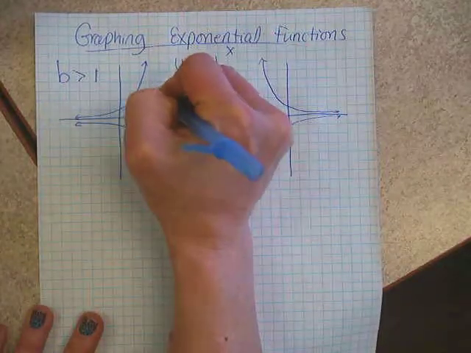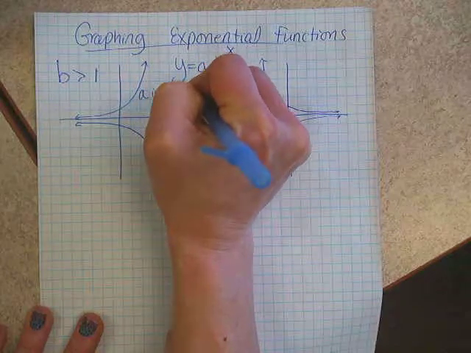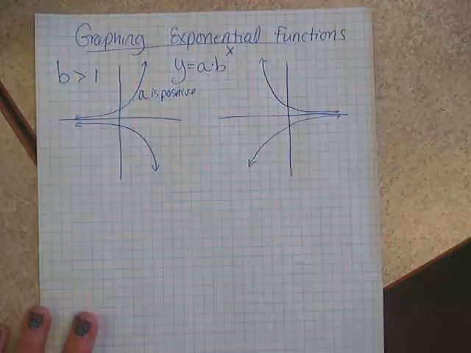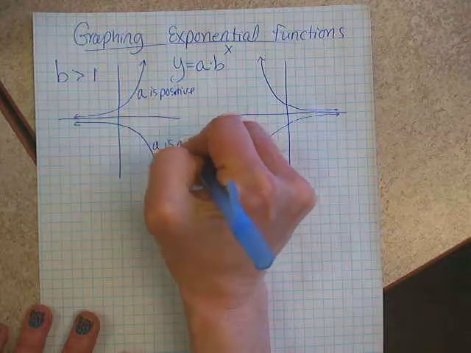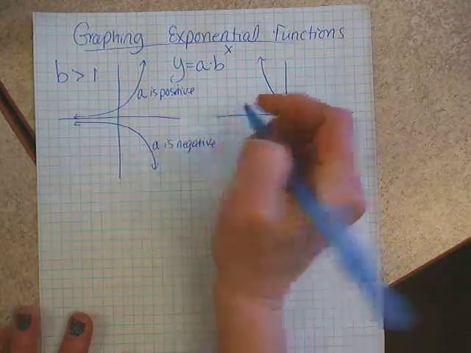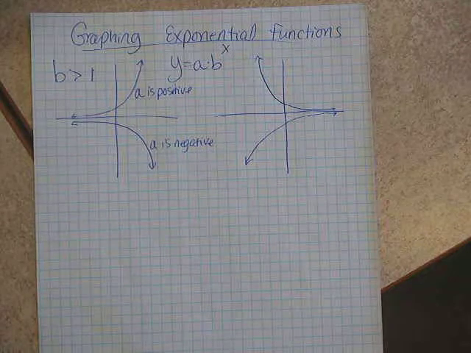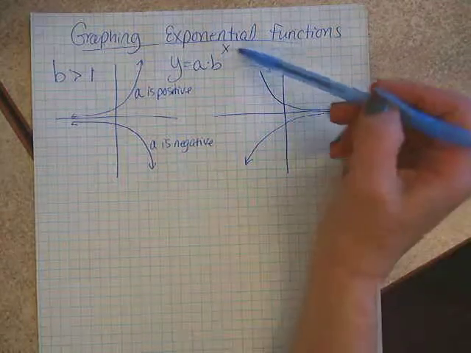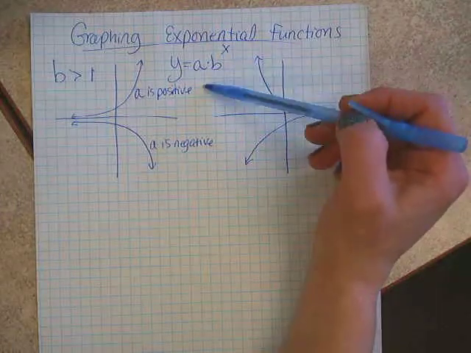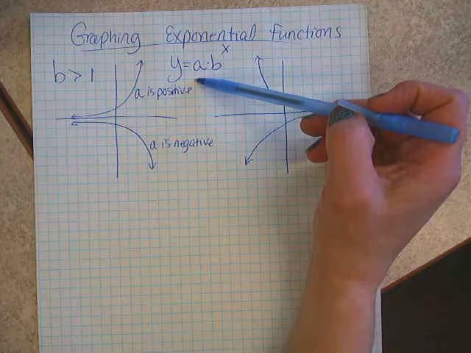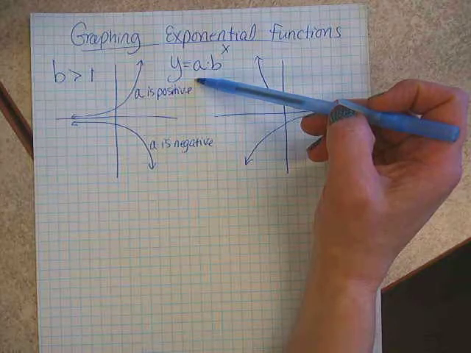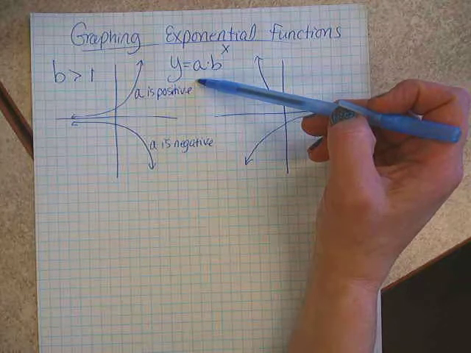For this graph, a is positive, and for this graph, a is negative. Because what's going to happen is I'm going to apply my exponent to b, and then I'm going to turn around and multiply by a negative number. So it's always going to make it negative, right?